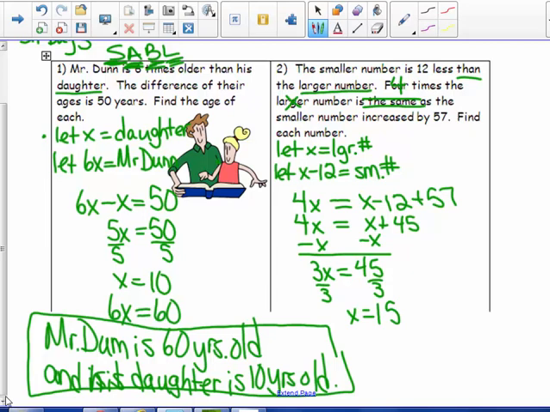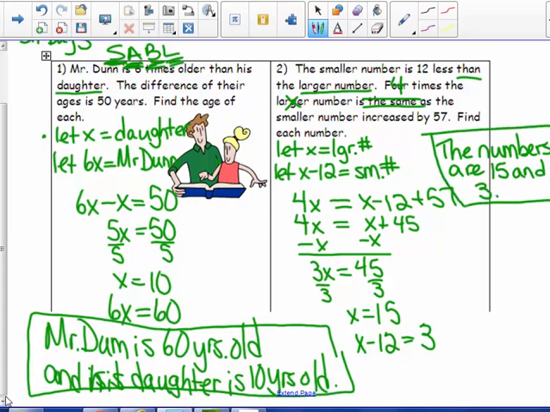That's my larger number. Have to answer the second let statement. x minus 12, 15 minus 12 is 3. Find each number. So find some white space here to write my Sable. The numbers are 15 and 3.